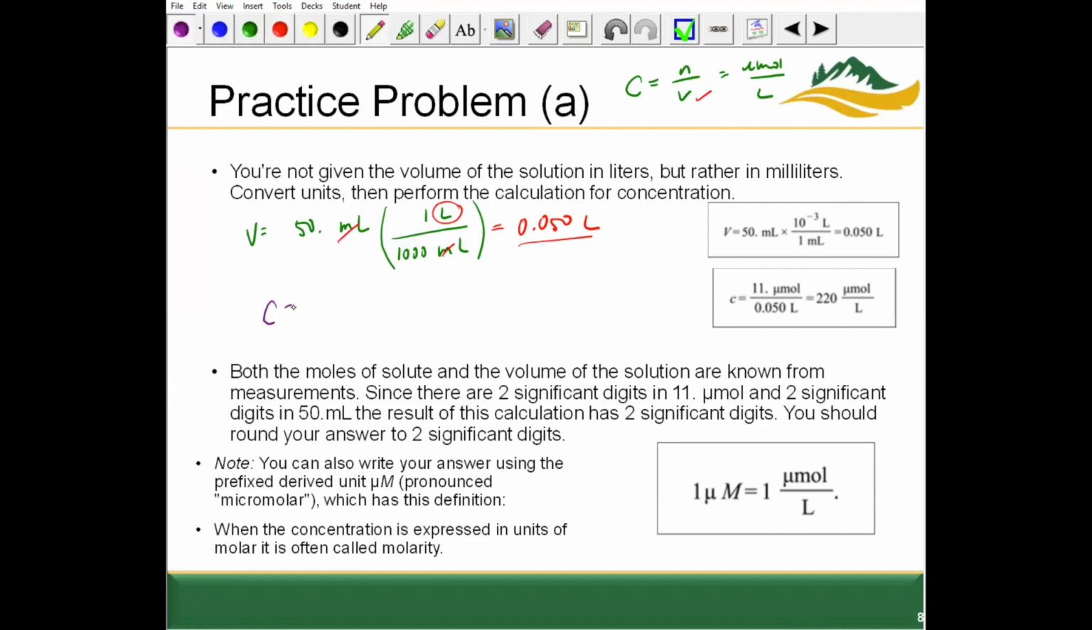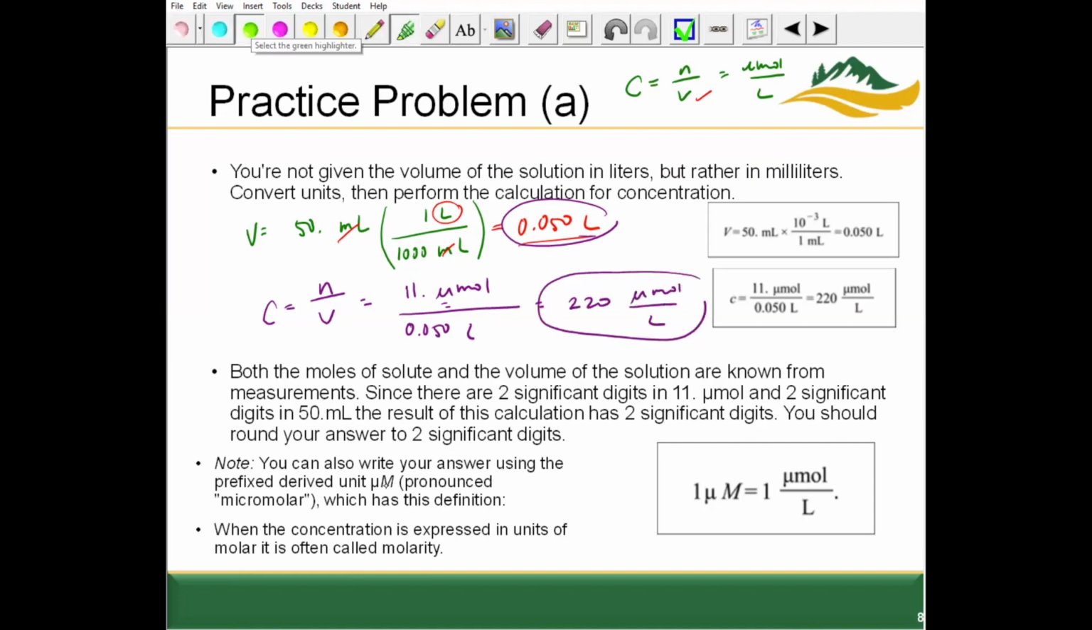So concentration is equal to number of moles over volume. The number of moles we had in the practice problem, that's 11 micromoles. This symbol, remember, means micro, going back to our chapter 1 unit conversions. So 11 micromoles divided by the correct volume unit now in liters, 0.050 liters. Doing that division, we should get about 220 micromoles per liter.